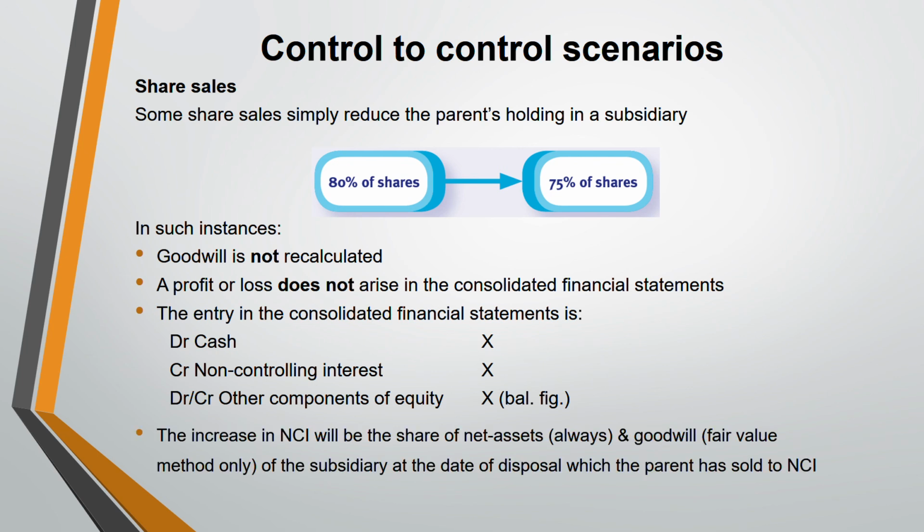So increase in NCI will always be the share of net asset, and goodwill, fair value method only, of the subsidiary at the date of disposal which the parent has sold to NCI. So if you want to find that increase, take net asset first, add goodwill if fair value method only, because fair value includes both NCI and the parent's part. That's why. If fair value, add goodwill with net asset and take the percentage of it to find NCI at the date of disposal. Okay, that is known as increase in NCI.